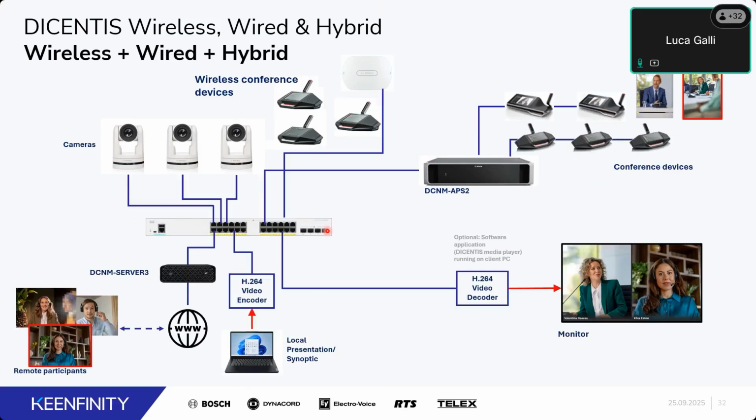Here is the next step then, because after wired plus hybrid or wireless plus hybrid, here you have the complete setup. So you can have DCNM, APS2 and wired configuration. Then you can get wireless, full wireless configuration with the server and the remote participant. So here you have wired, wireless, and remote participant, everything connected in one environment with the same look and feel and the same rights. And this is available from August 2025.